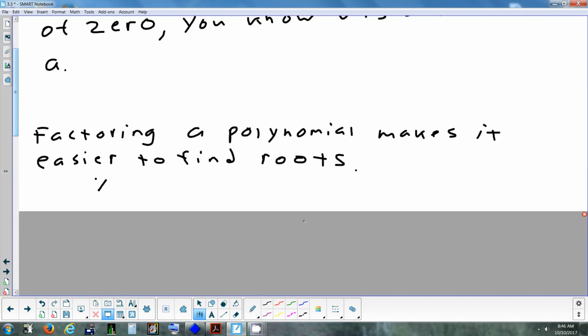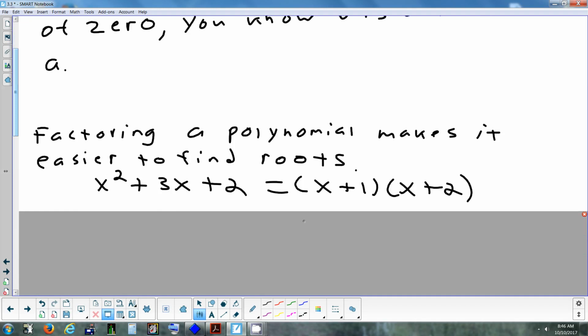So if I gave you something like x squared plus 3x plus 2, and I said, in under 2 seconds, tell me the roots, it's kind of hard to look at it quickly. But if you write it in factored form, and now I ask you the same question, tell me the roots very quickly, -1, -2. Once it's factored, it makes it very, very easy to see.